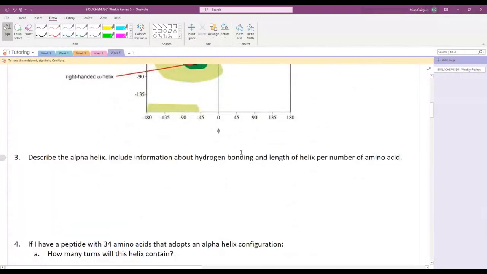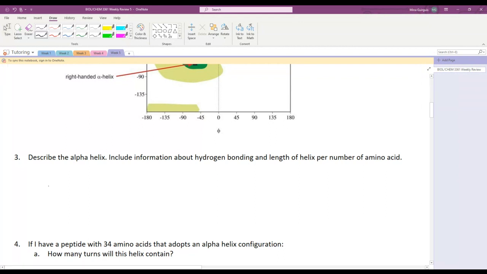Okay. Our next question is actually using some of this math with secondary structures. And this is going to be a really big part of your next exam. This, I would say, is probably the second most important part of the exam, with the first being enzyme kinetics. So let's talk about it. Describe the alpha helix, including information about hydrogen bonding and length of helix per number of amino acid.